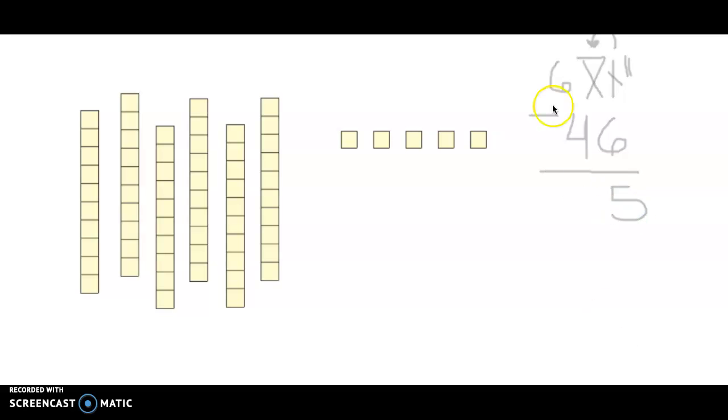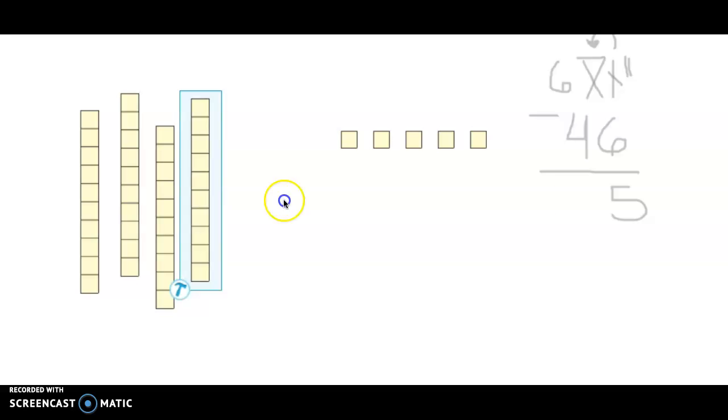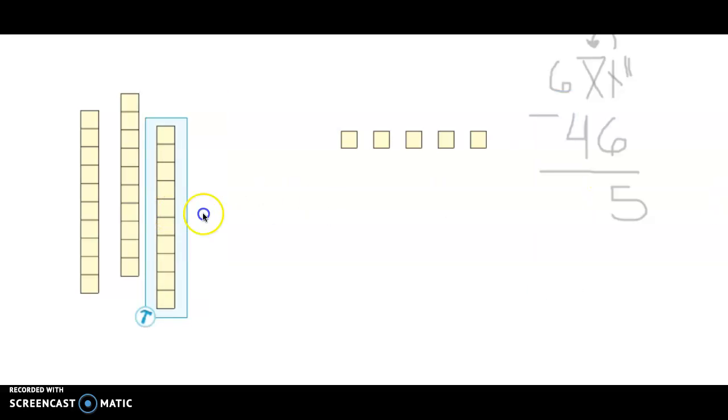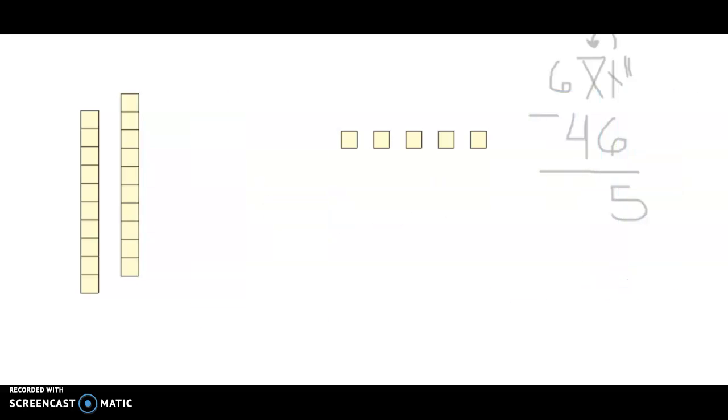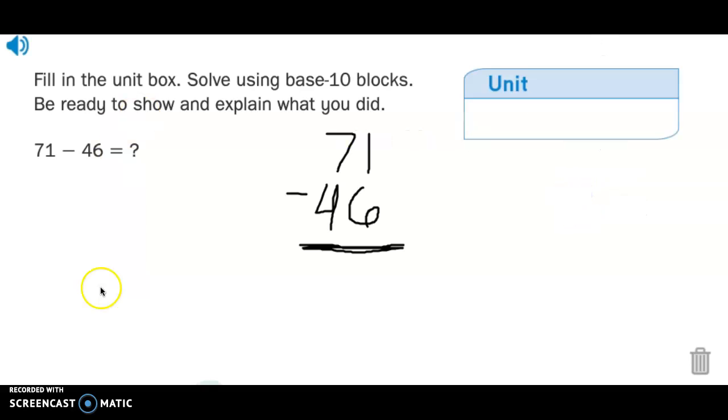Okay. Now I have 6 take away 4. 1, 2, 3, 4, 5, 6. Now I'm taking away 4. 1, 2, 3, 4. And really I'm taking away 40 because this is in my tens place. How many do I have left? I have 20 left, which means 6 take away 4 is 2. My answer is 25.